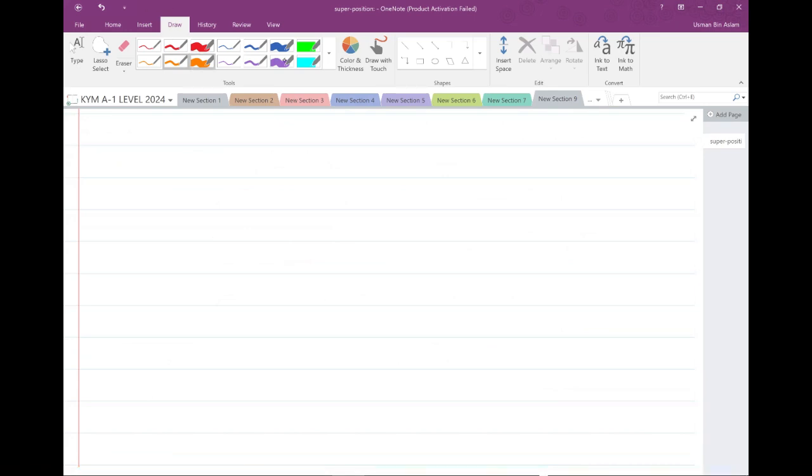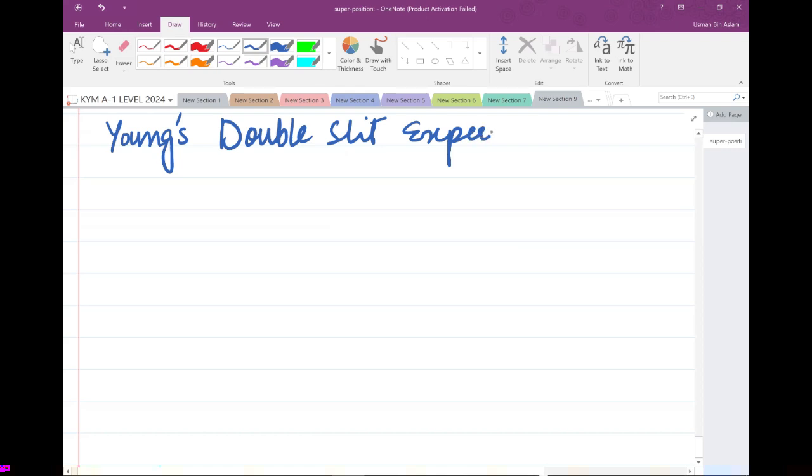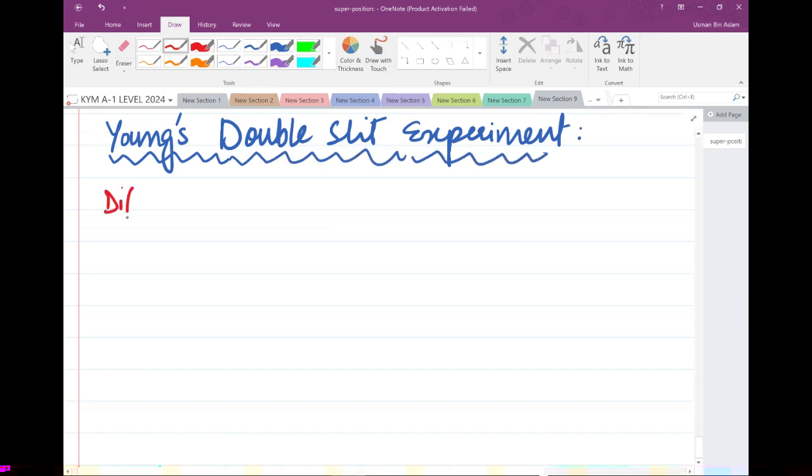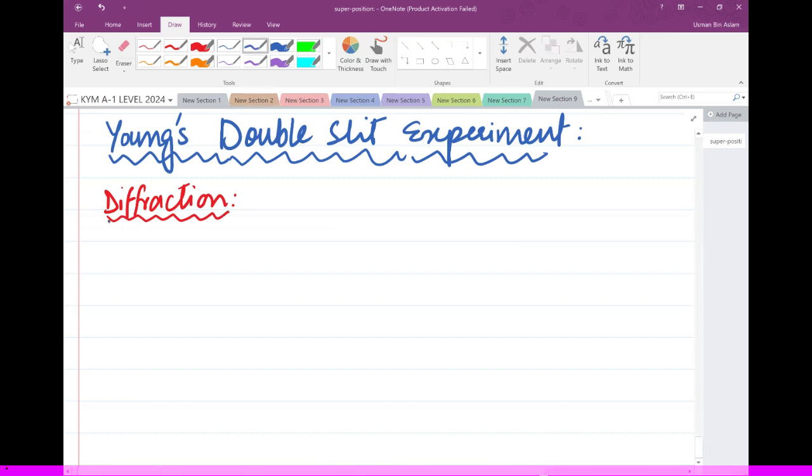I'm going to show you Young's double slit experiment. Before that, I would like to recall for you diffraction. Diffraction comes from O level. This is a physical phenomena. We don't know why it happens, but it's a physical phenomena that we have seen to be happening.